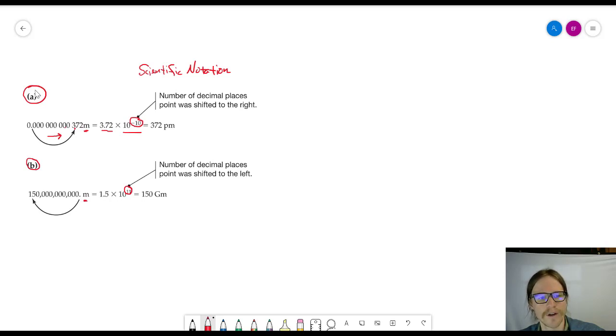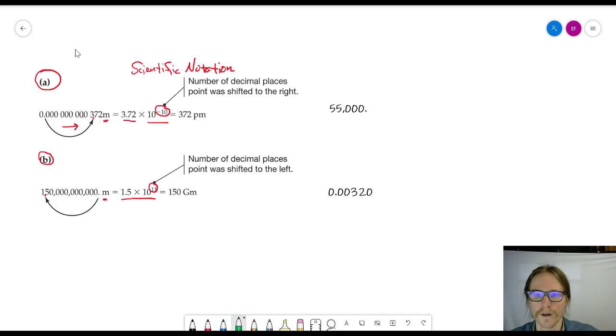We can count 3, 6, 9, 10, 11. That puts the decimal right there. That gives us a value of 1.5 times 10 to the positive 11. Okay, let's do a couple quick additional examples.